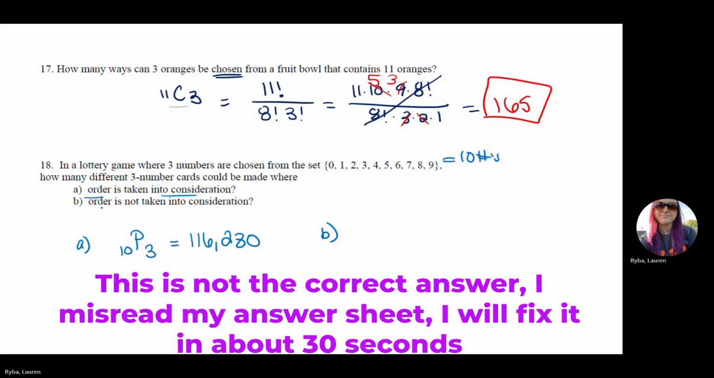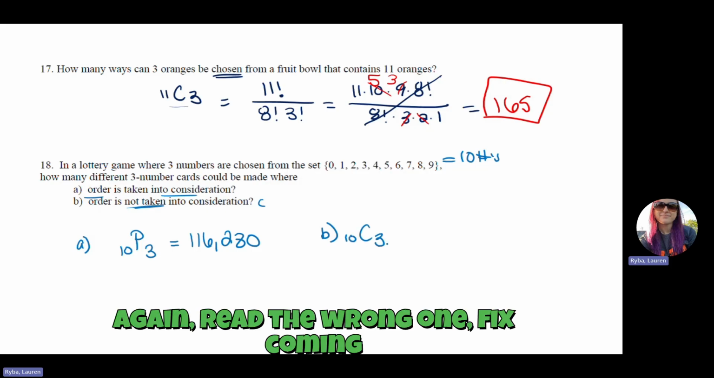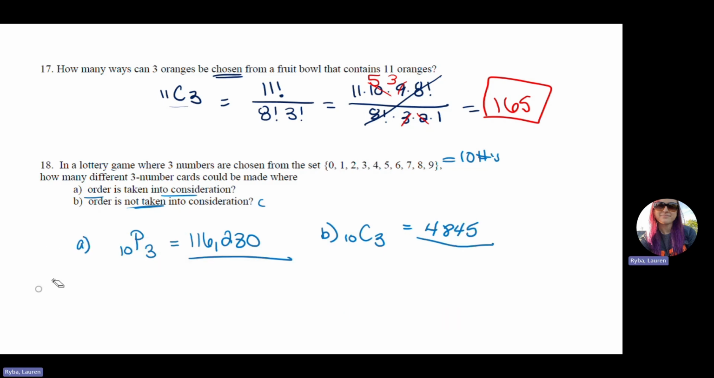Versus, if order is not taken into consideration, there's your combination. 10 choose 3 is only going to be 4,845. Y'all just took me for what I said, huh? Nobody checked me. This should be 720. And this one should be 120.